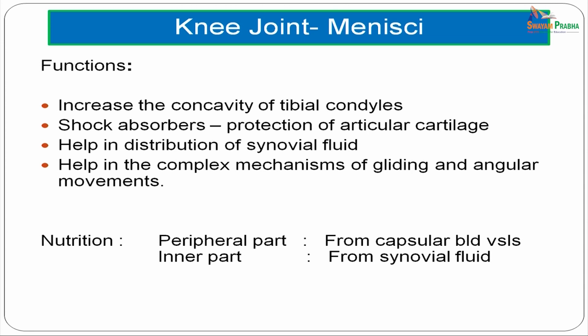The menisci derive their nutrition from two sources. The peripheral part of the meniscus derives blood supply from the capsular blood vessels, whereas the inner part of the meniscus derives its blood supply from the synovial fluid via diffusion.